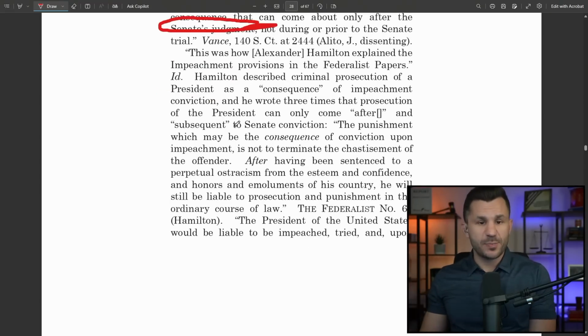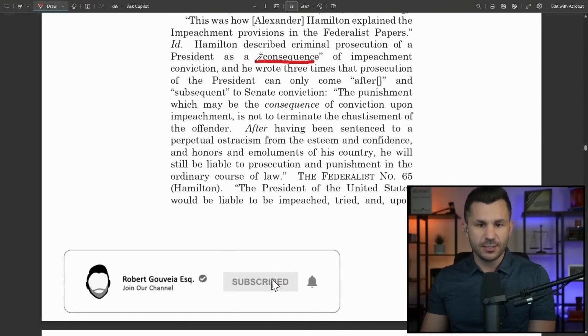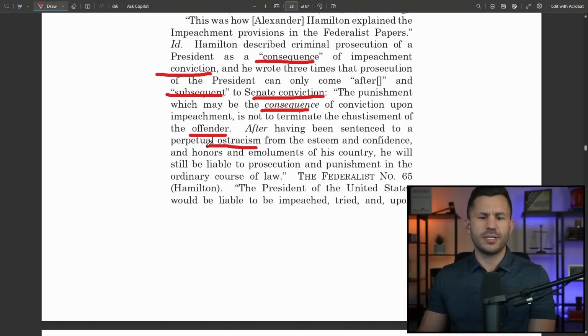Back in the Federalist Papers, here's what Hamilton said. He described criminal prosecution of a president as a consequence of impeachment conviction. And he wrote 3 times that prosecution of the president can only come after and subsequent to the Senate conviction. He said, quote, the punishment which may be the consequence of conviction upon impeachment is not to terminate the chastisement of the offender. After having been sentenced to perpetual ostracism from the esteem and confidence and honors and emoluments of his country, he will still be liable to prosecution and punishment in the ordinary course of the law.